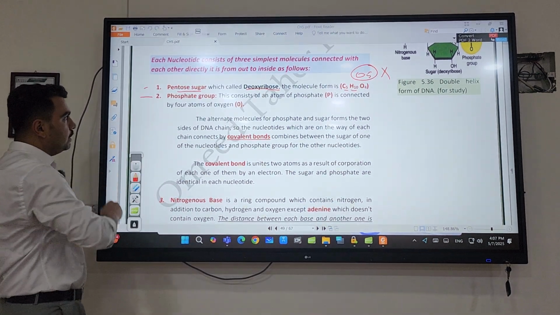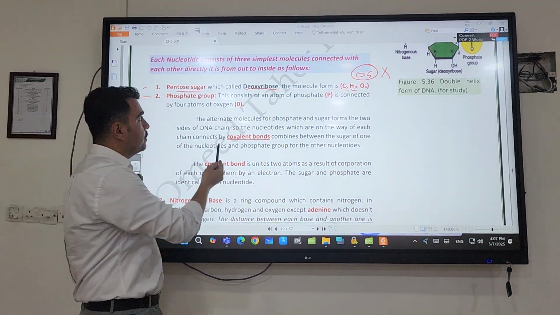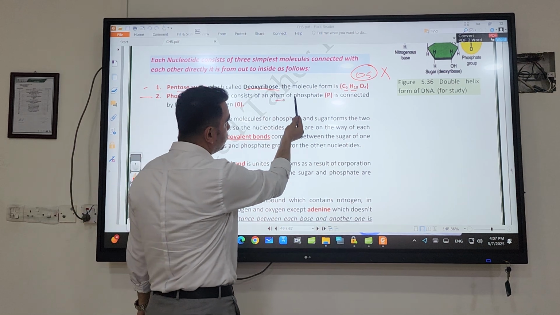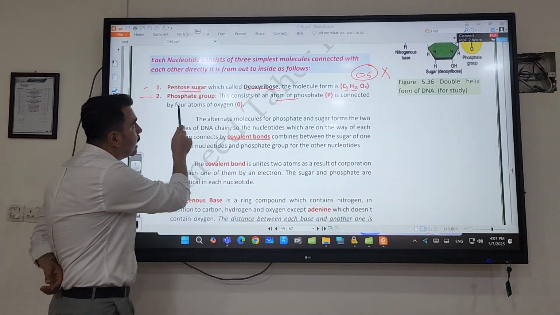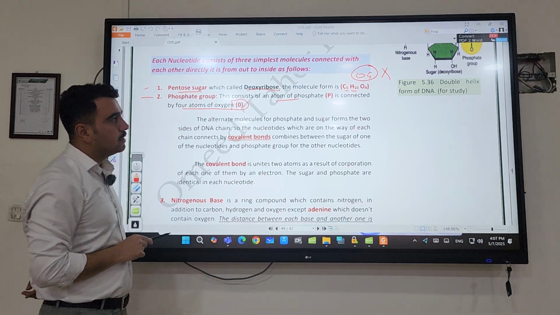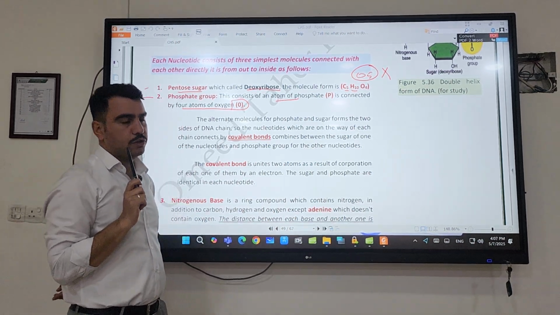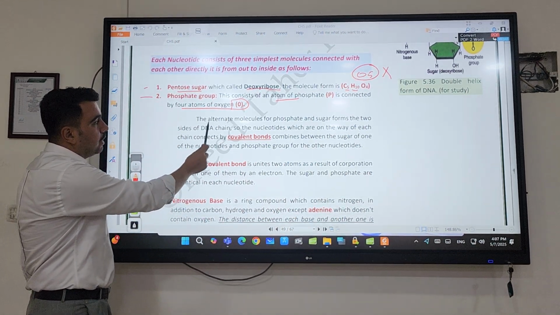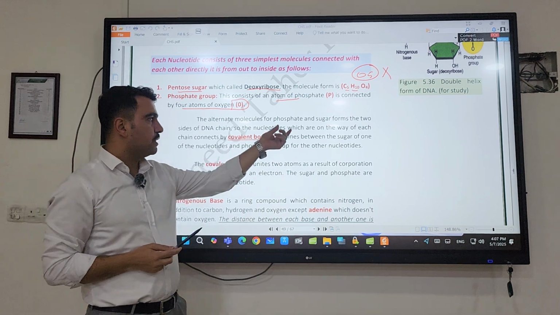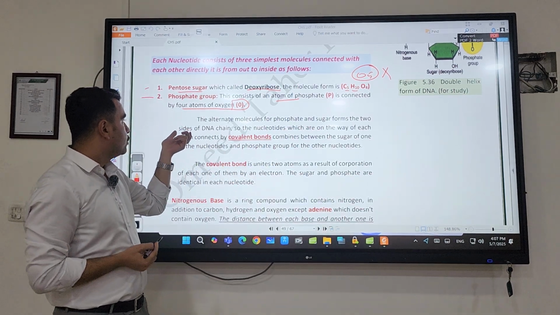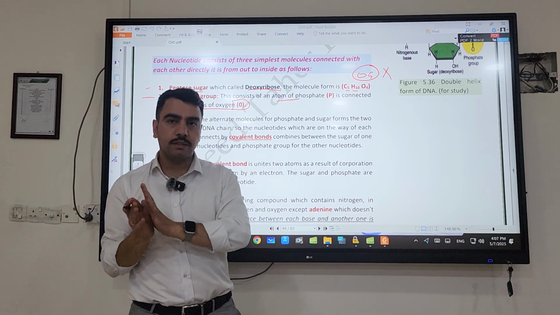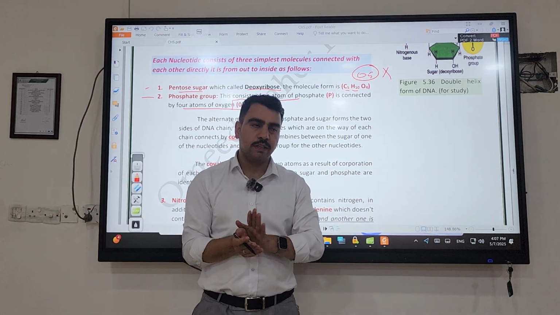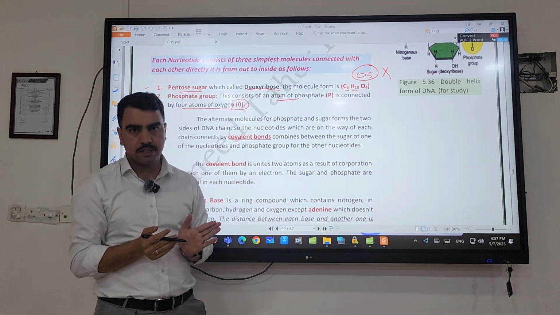The second group is phosphate groups. These consist of an atom of phosphorus connected by 4 atoms of oxygen. You see, 4 atoms of oxygen, not 5. The alternating molecules of phosphate and sugar form the two sides of the DNA chain. On each side we have sugar groups and also phosphate; on the other side, vice versa.